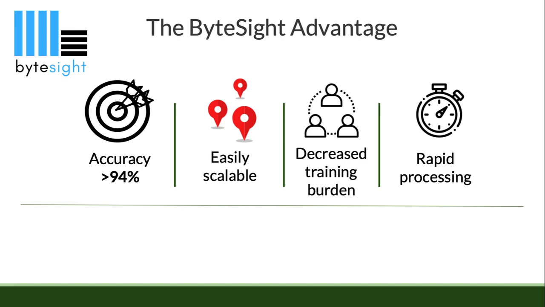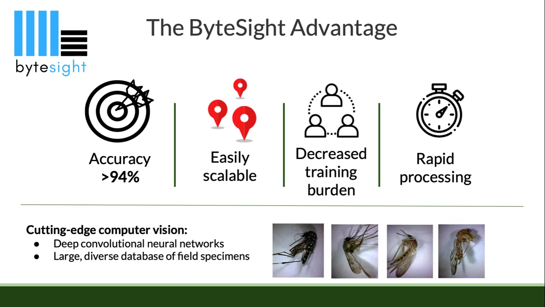So why use our tool? The accuracy of our tool is over 94% proven with field specimens. It's easily scalable to all of a program's sites. They can employ local workers rather than importing expensive entomologists, and testing the data is rapid. Our algorithm is a novel computer vision algorithm that's a powerful platform technology and can be easily scaled.